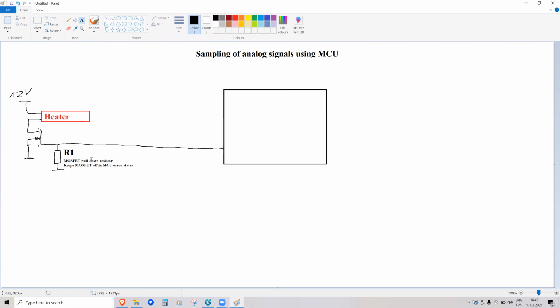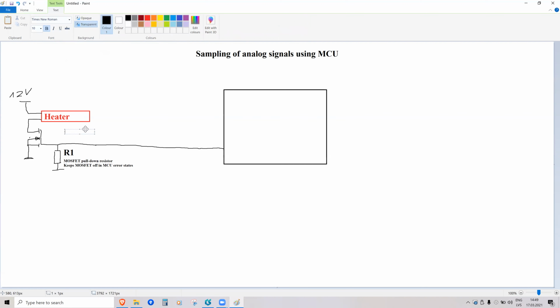Okay, so then the next thing that we can do is measure the heater's temperature. You can use some high temperature glue or use a screw and screw some temperature sensor to the heater. And we can, for example, use a sensor which is called PT1000.